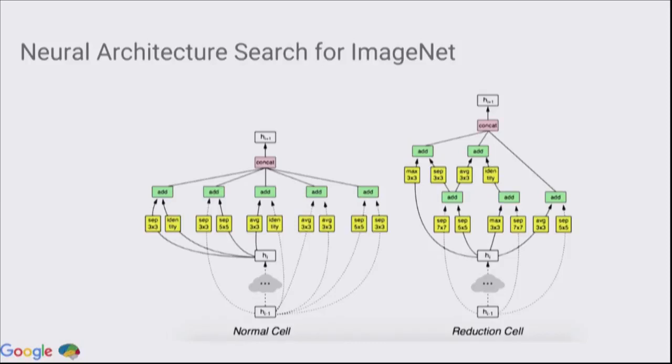When we ran this method on CIFAR10, we discovered the following two cells. The first cell is the normal cell that takes h_i-1 and h_i, and has a bunch of combination methods to arrive at h_i+1. You can think of this as like an Inception cell, but it's a little bit more complicated, and it's something that I would not be able to figure out myself.